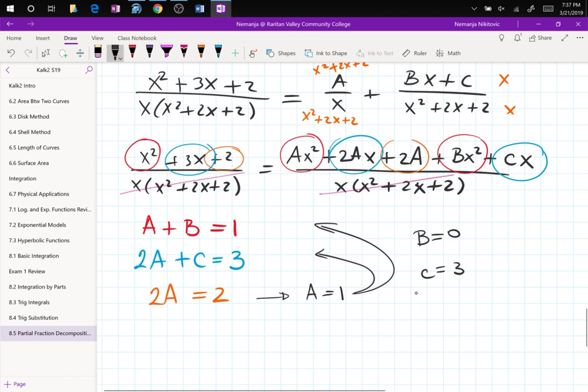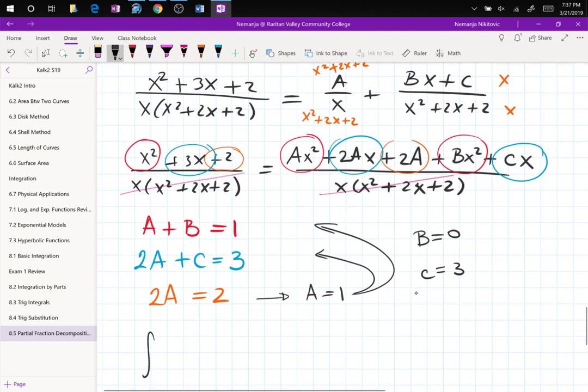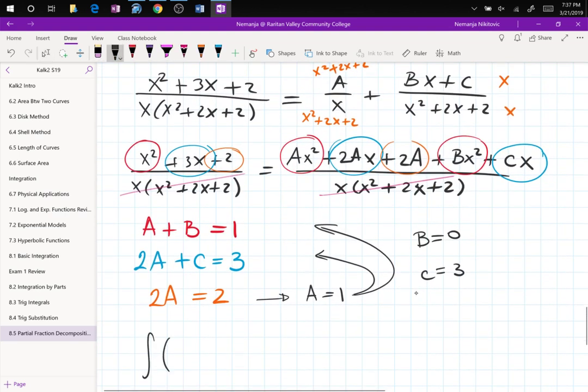So I have the integral. Do we have limits? No. Integral, open parenthesis, a is 1. So I have 1 over x plus, the second one is bx plus c, so there's no b, it's just the 3 on top. And we have as a denominator x squared plus 2x plus 2 dx.